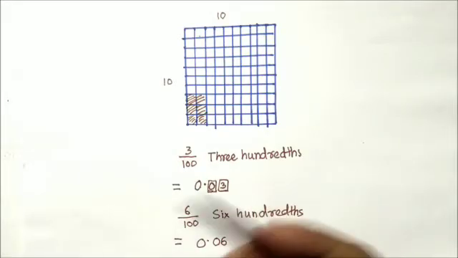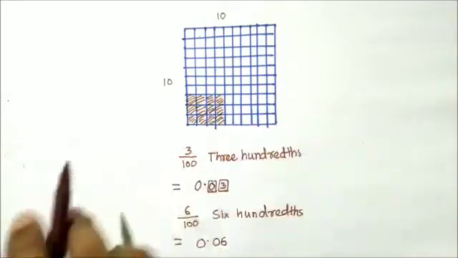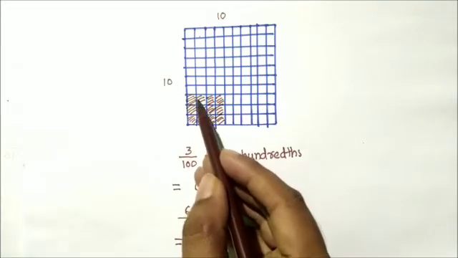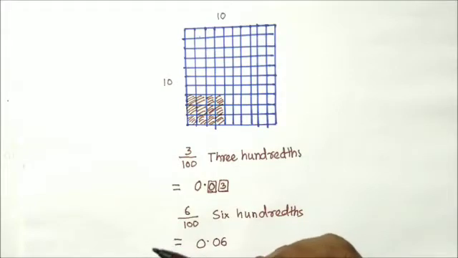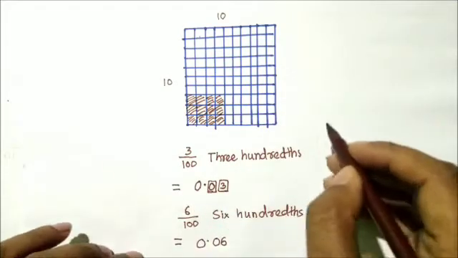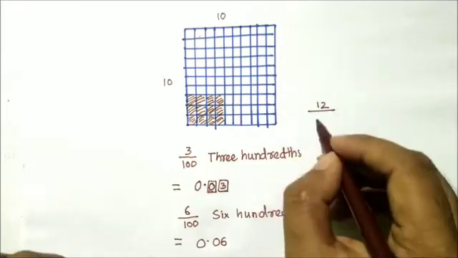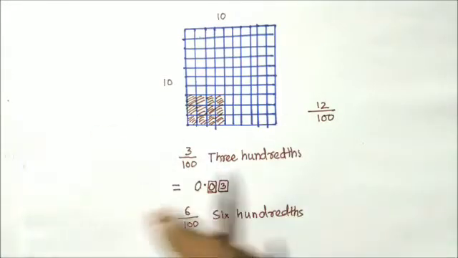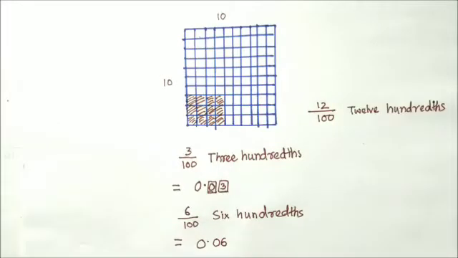Now let us try to understand something more. Now you count how many boxes are colored. 1 2 3 4 5 6 7 8 9 10 11 12. 12 boxes are colored, right? Now we will have something interesting. 12 by 100 we will write, correct? So we will call it 12 hundredths.